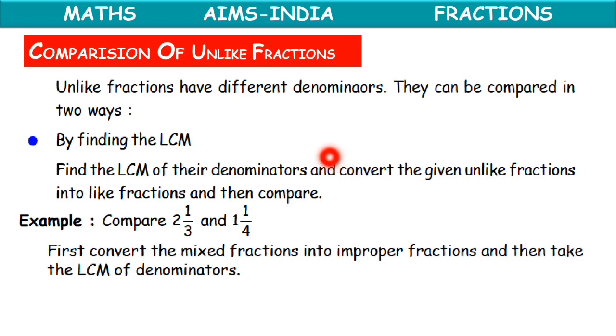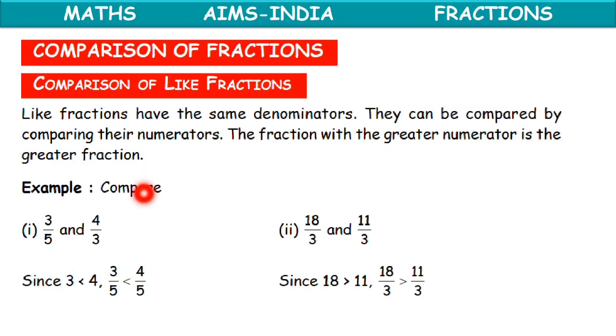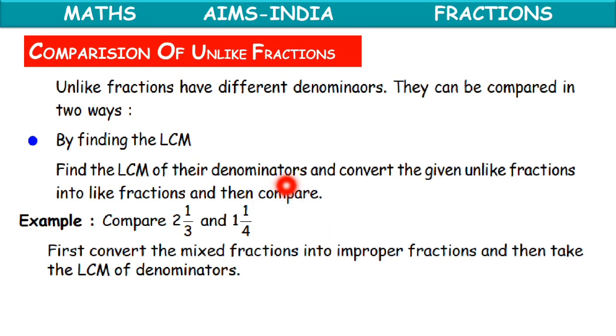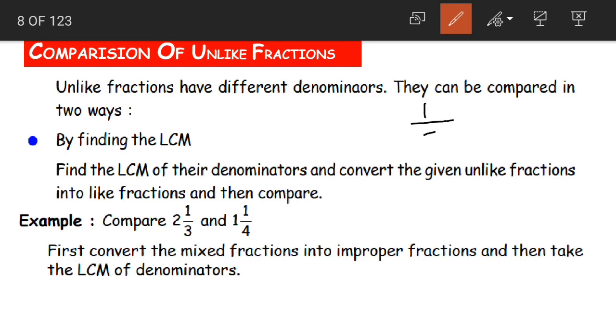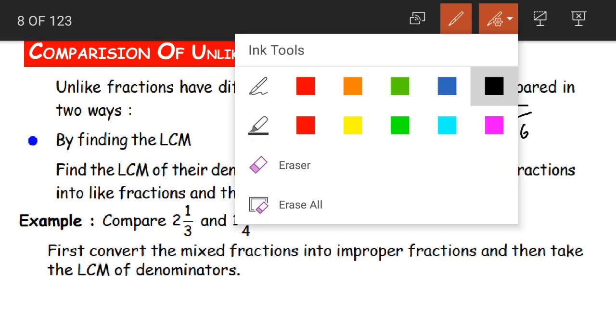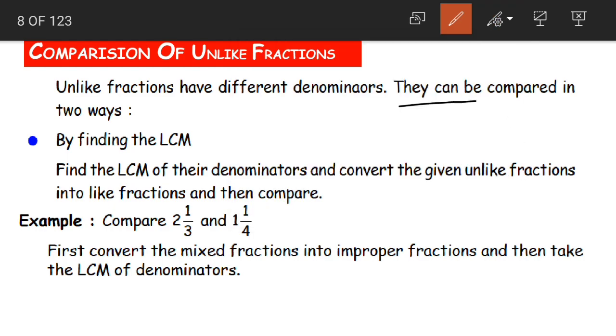The comparison of unlike fractions. Now the comparison of like fractions was very easy. Now what about unlike fractions? Unlike fractions have different denominators. Yes, for example, the numbers 1 by 7 and 2 by 6. Now these both have different denominators. Now how to compare them? They can be compared in two ways.